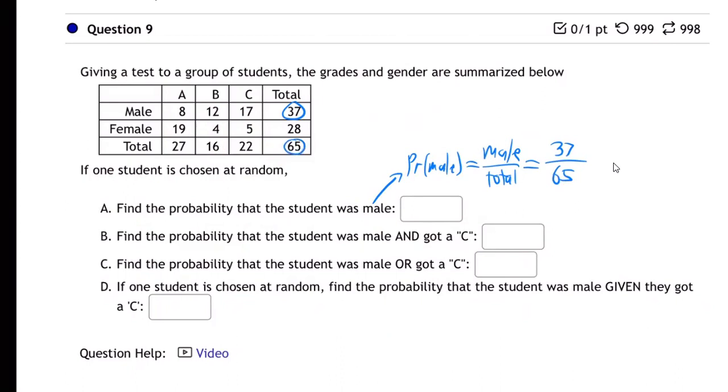So we just divide that on a calculator. They'll take a fraction or a decimal. You just type in that fraction, they'll take it. Fraction or decimal, either way, it doesn't matter. Next part.